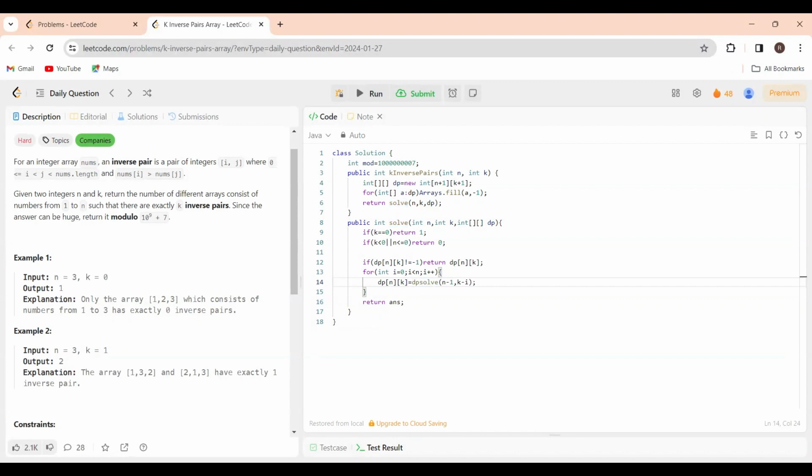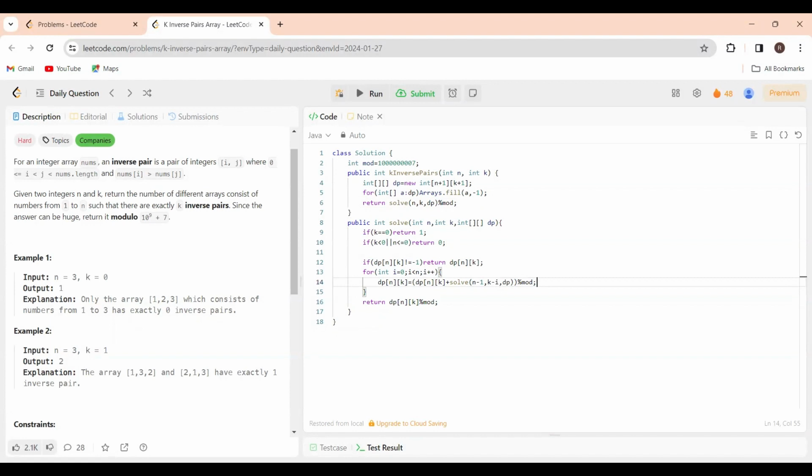As we need to apply modulo here, I'm not doing the plain assignment operator here. I need to apply modulo here, right? So I'm applying modulo here, and at last I'll be returning dp of n comma k. So let us also do mod here, and here also, and let us pass dp here. This will be the solution.